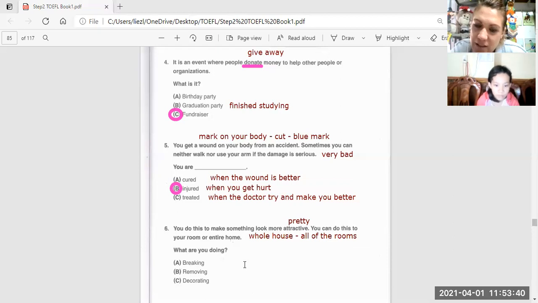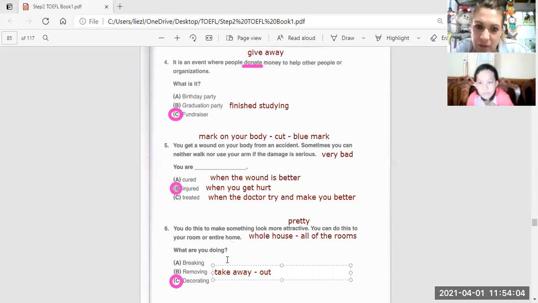What do you do then? Are you breaking your house? Removing your house? Decorating. Yes, you are decorating your house. What does removing mean? Do you know the word removing? Yeah, I know. Take away or out. You remove it. You take it out of the room. And breaking is when something breaks into pieces.